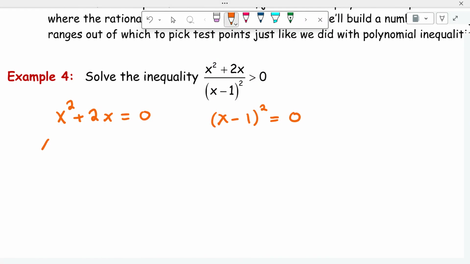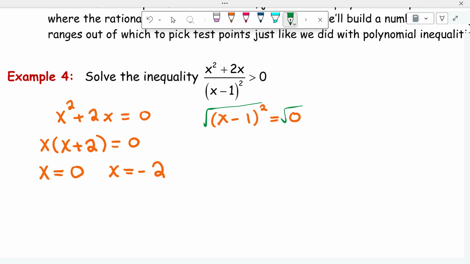So solving the first one, factor out an x. Two of my critical numbers are x equals 0 and x equals negative 2. My third critical number: x minus 1 equals 0, because if I square root both sides, plus or minus 0 is still just 0. Then add 1, so x equals 1.